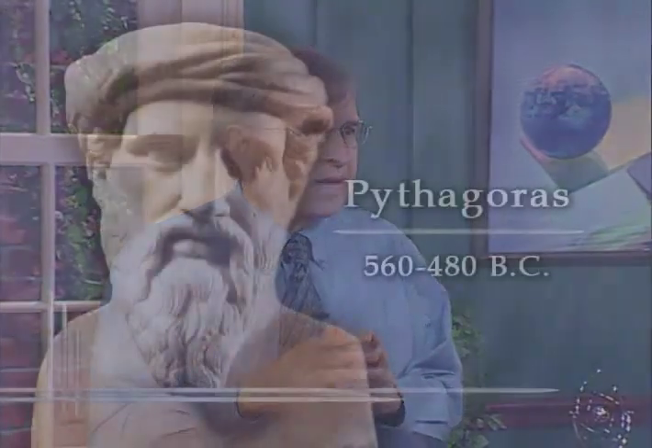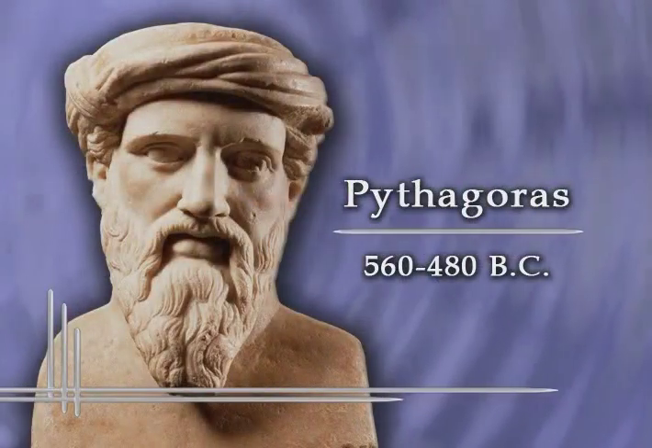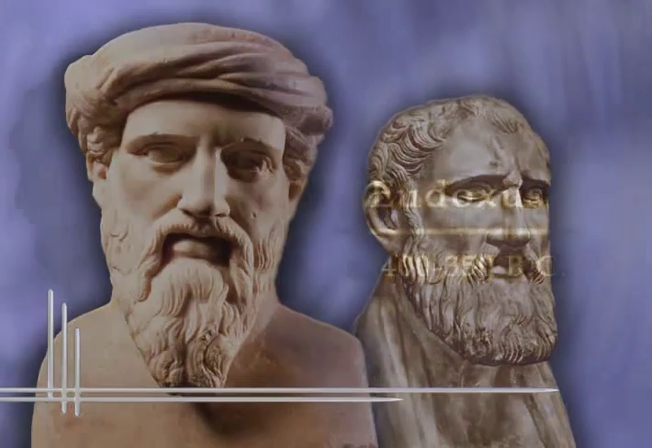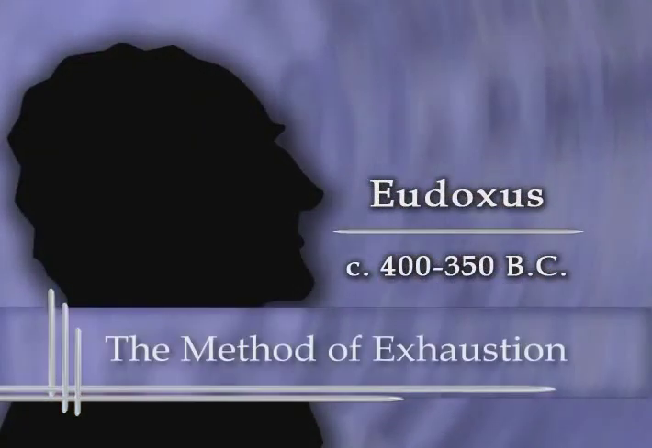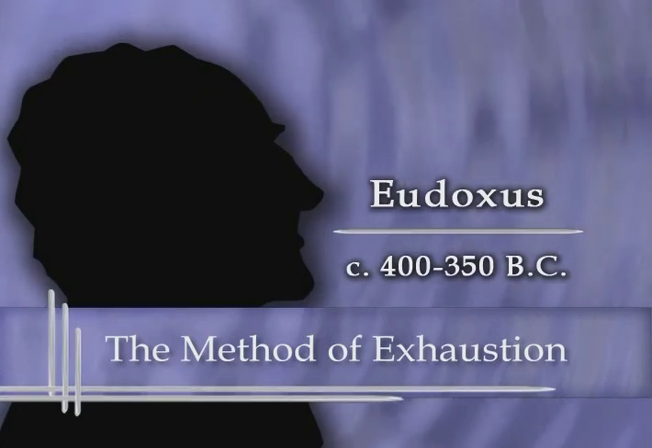So we should actually begin a little bit before Zeno. In the 6th century, Pythagoras started his famous school of mathematics, and of course he proved the Pythagorean theorem. And then Zeno came along in the middle of the 5th century BC. In the middle of the 4th century BC, there was a Greek mathematician by the name of Eudoxus who developed a method called the method of exhaustion, which was very similar to the integral, one of the basic ideas of calculus.